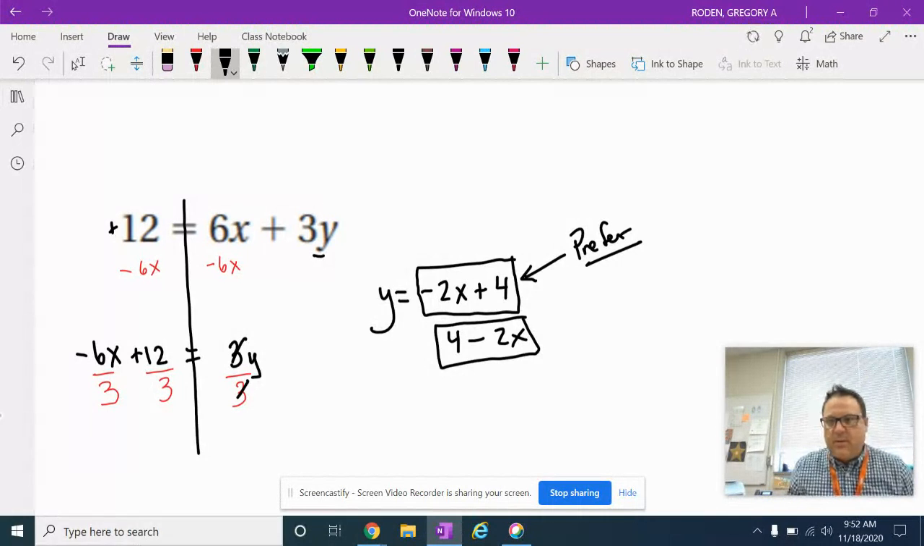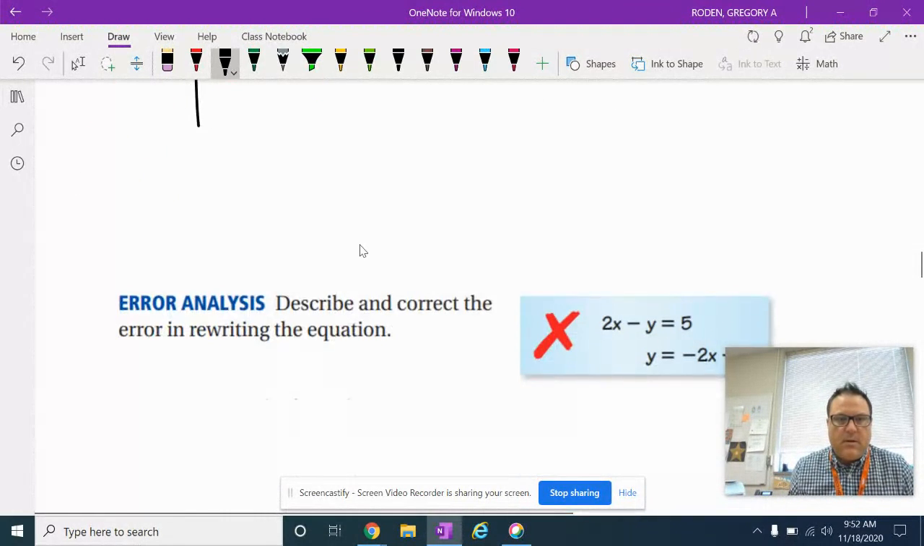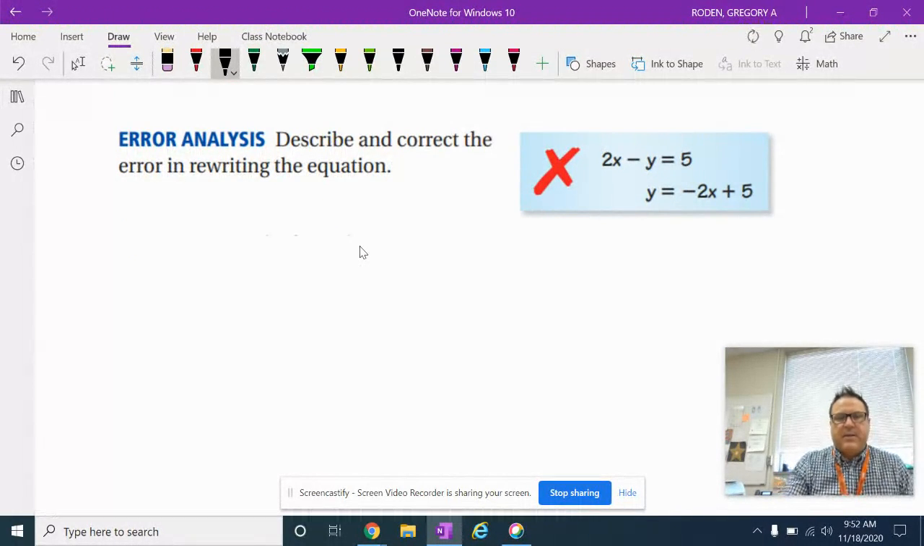Okay, let's see what we got next. Oh, an error analysis. Let's see what the error is. Describe and correct the error. I want you to look at this for a second, and I want you to describe and correct the error.